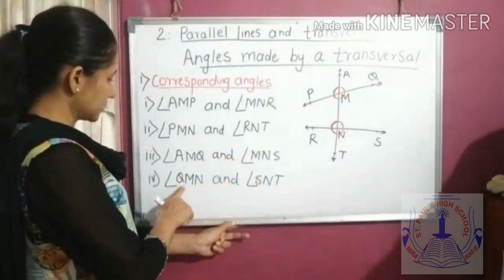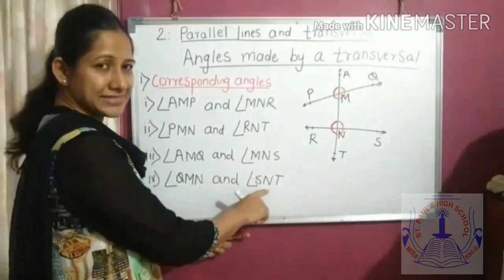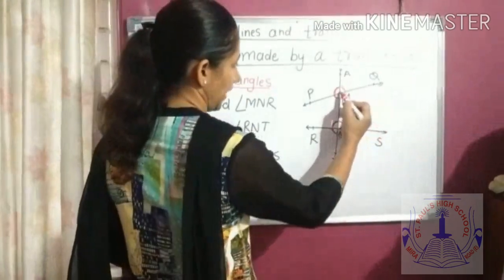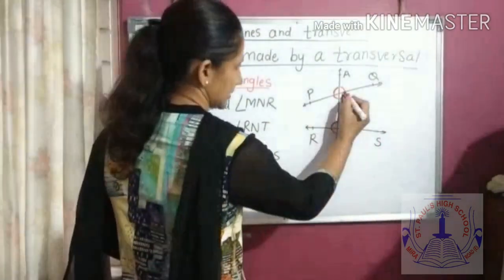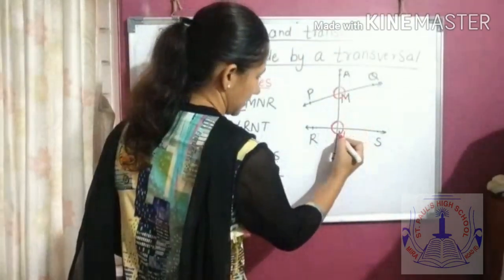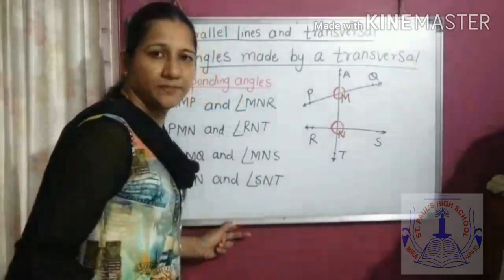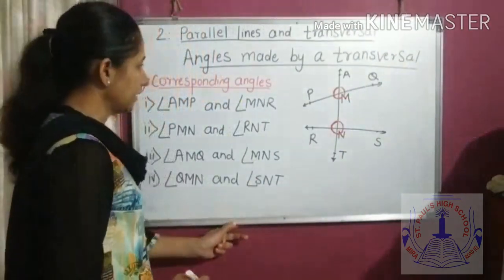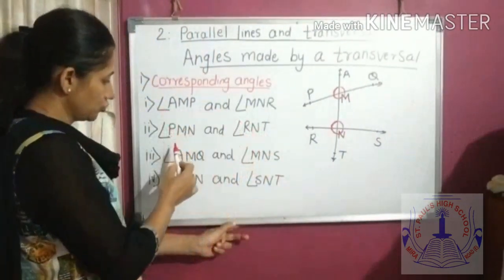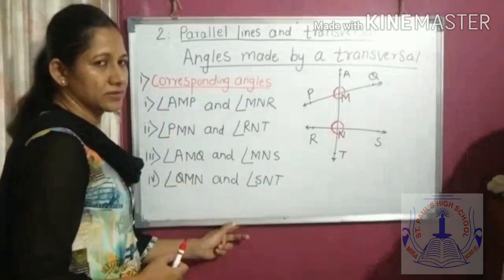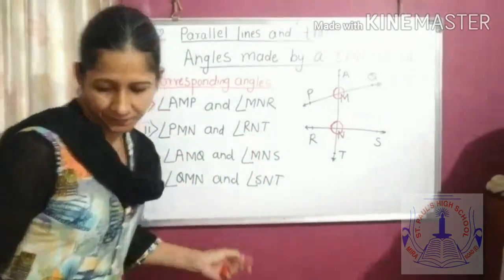The last pair is angle QMN and angle SNT. This angle and this angle form a corresponding pair of angles. So in total, how many corresponding pairs of angles do we have? Yes, 1, 2, 3 and 4. Is that clear? Fine.